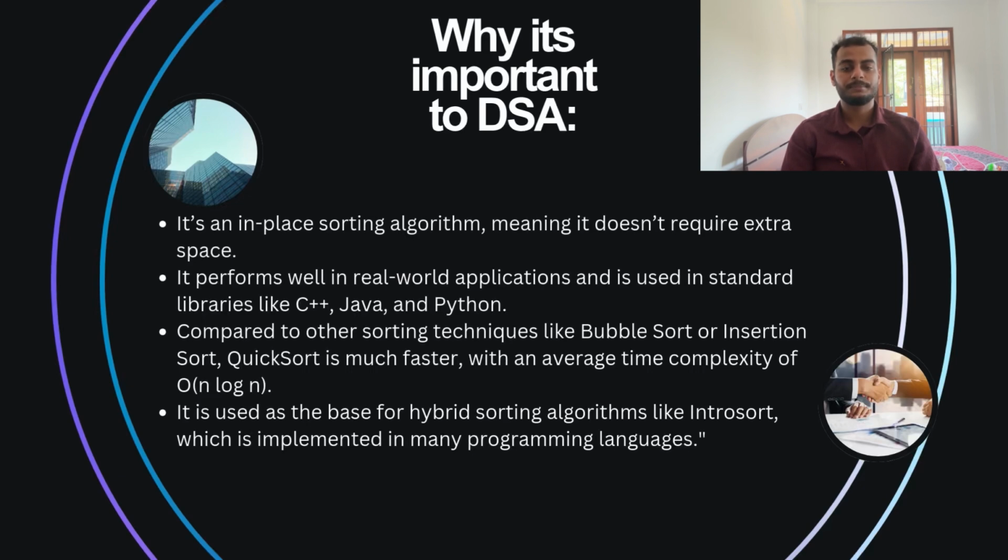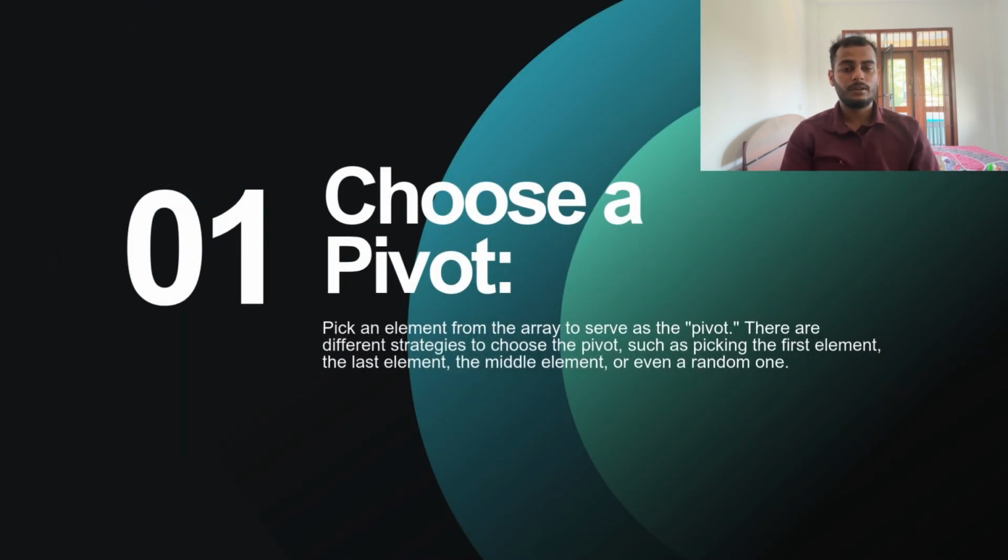Step 1 is to choose a pivot. The first step in quicksort is selecting a pivot element. The pivot can be chosen in different ways: the first element, the last element of the array, a randomly selected element, or the median of 3 method. Choosing a good pivot is important to avoid worst case performance, which happens when the array is already sorted.